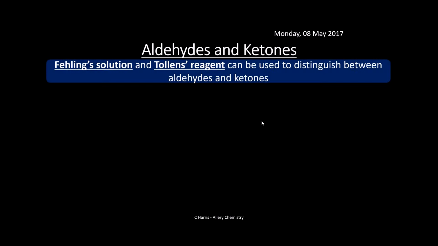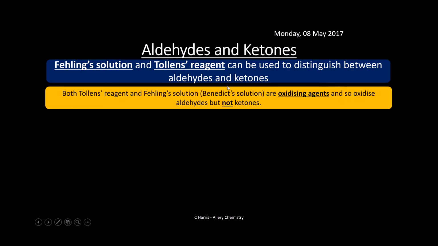Okay, so finally we just need to know how we can test for these things. Obviously we produce them, but they all look pretty much the same. They're all colorless liquids, so we can do what we'll call wet lab testing, and we can add either Fehling's or Tollens reagent. These can be used to distinguish between aldehydes and ketones.